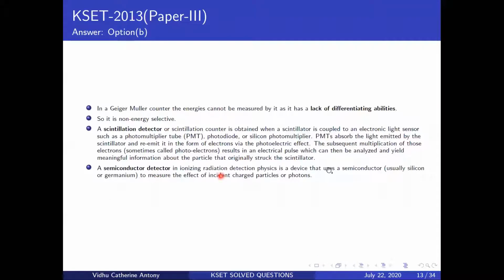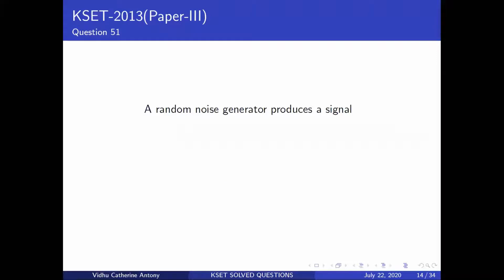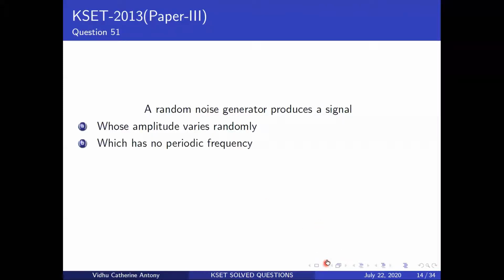Now, what is a semiconductor detector? Basically, it's a detector that uses a semiconductor. Based on how the charged particles are incident, it produces certain photons that, connected to your detector, let you detect the energy level. Now let's look at this. A random noise generator produces a signal whose amplitude varies randomly, which has no periodic frequency, which has an unpredictable power spectrum, all of the above. Now I'll explain what the power spectrum basically means.